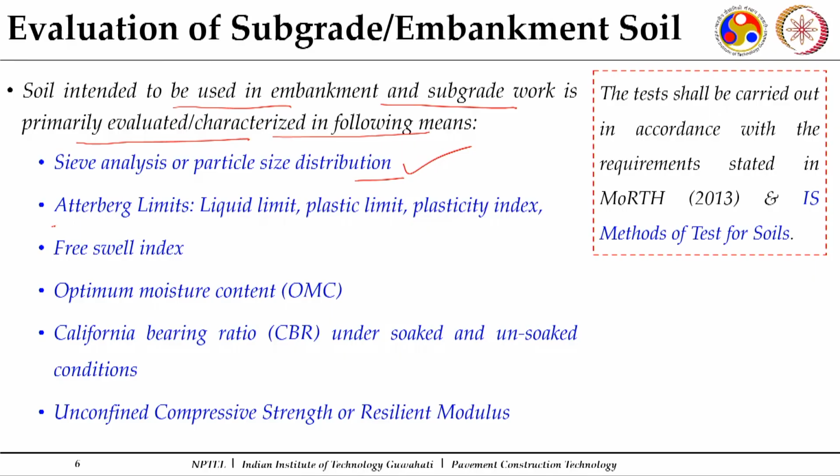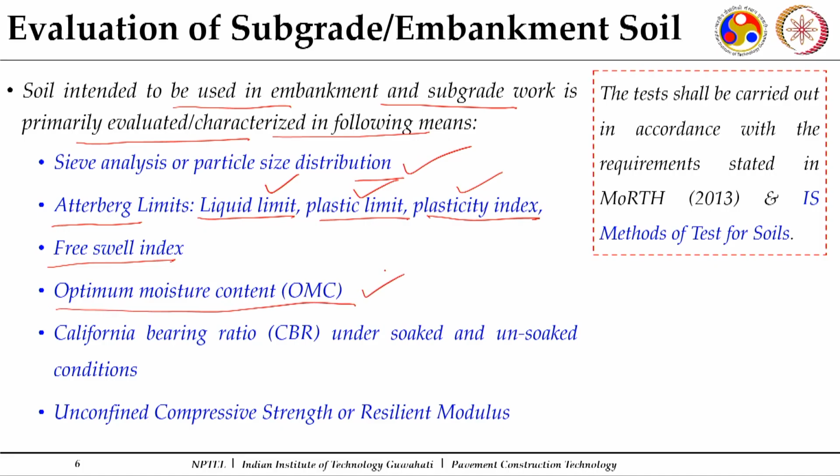So, on the basis of grain size distribution, you can work out, to a certain extent, the nature of the soil. Then comes another important set of limits, which you might have read in your other courses related to soil engineering: liquid limit, plastic limit, and the third is plasticity index. These are three characteristics which we normally determine for a soil to judge its suitability for subgrade and embankment construction. Another is the free swell index.